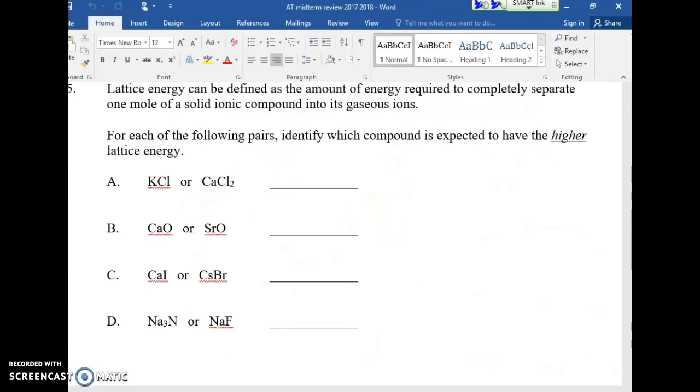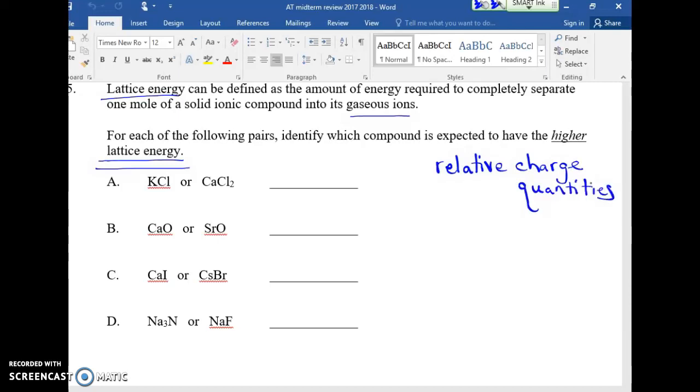Number 5. Lattice energy can be defined as the amount of energy required to completely separate 1 mole of a solid ionic compound into its gaseous ions. How do I determine the relative amounts of energy required to perform this following task? Well, the first thing that we look at is the relative charge magnitudes, or the relative charge quantities. In other words, the compound that contains the ions with the greatest positive and negative charges must have the greatest lattice energy.